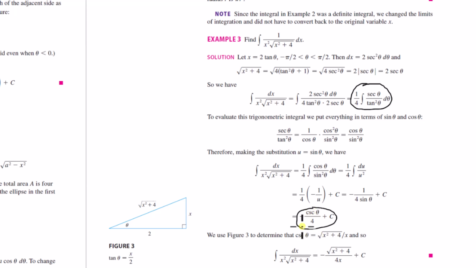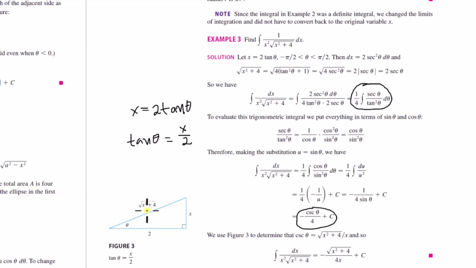And so, but we have cosecant theta. How do we bring this back in terms of x? And so what you do is you say, okay, x is equal to, the original definite substitution formula was x is equal to 2 tangent theta, and therefore tangent theta is equal to x divided by 2.